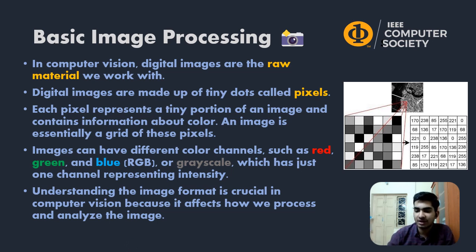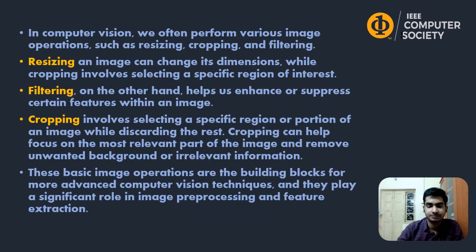Images have different channels such as red, green, and blue channels. For example, color images usually have three channels, which are red, green, and blue. And monoscale images, like black and white images, have only one channel, also called grayscale. Understanding the image format is crucial in computer vision because it affects how we process and analyze the image. Image pre-processing is very important to apply many algorithms to the image for further application.